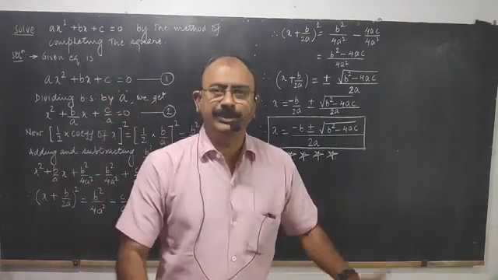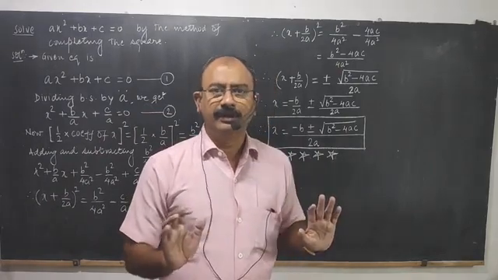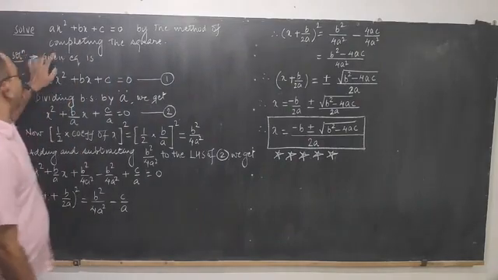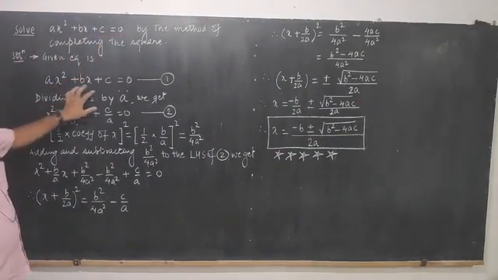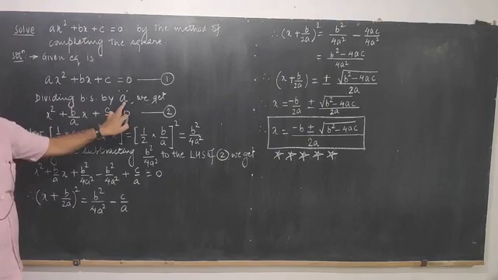There is no change in the method. The same method which we use for completing the square, the same method we have to follow. ax square plus bx plus c is equal to 0. This is the general quadratic equation. We have to adjust the coefficient of the square term to 1, so dividing both sides by a.